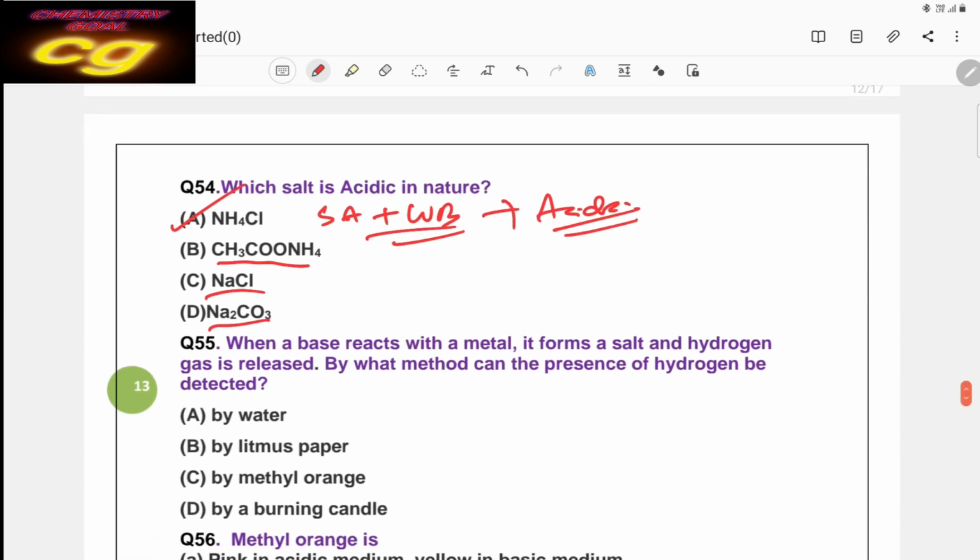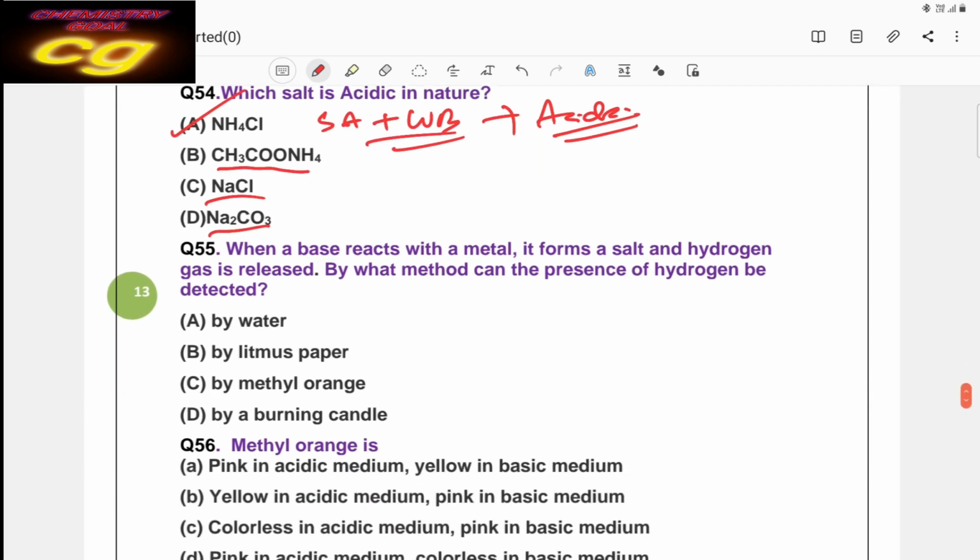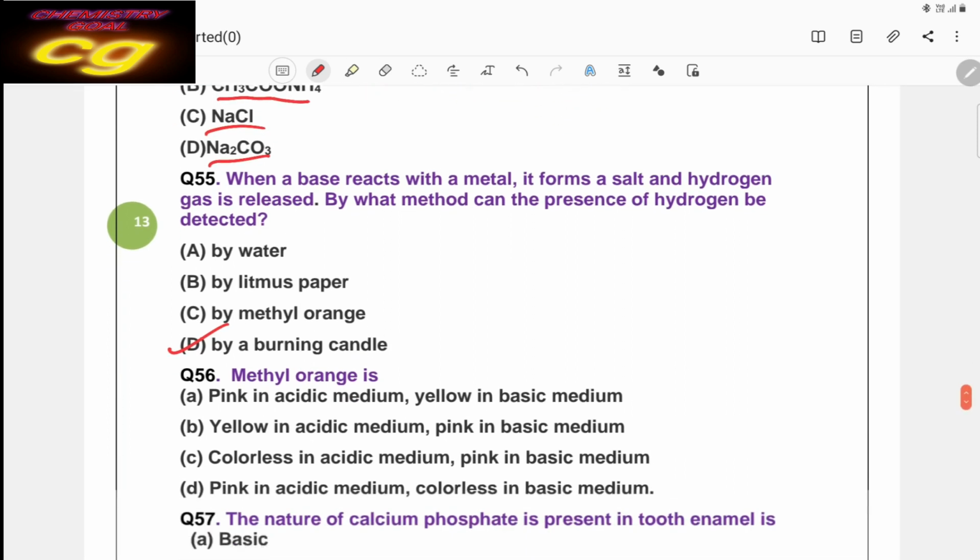When a base reacts with a metal, it forms salt and hydrogen gas is released. By what method can the presence of hydrogen gas be detected? Hydrogen gas can be detected by bringing a burning candle near it. The gas burns with a pop sound, which indicates the gas is hydrogen.